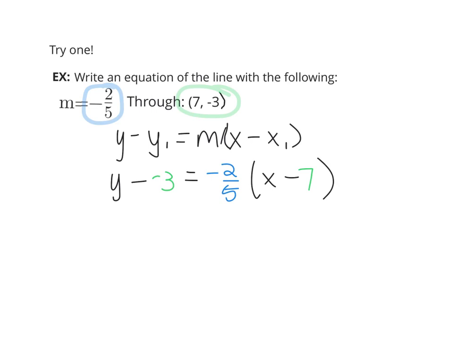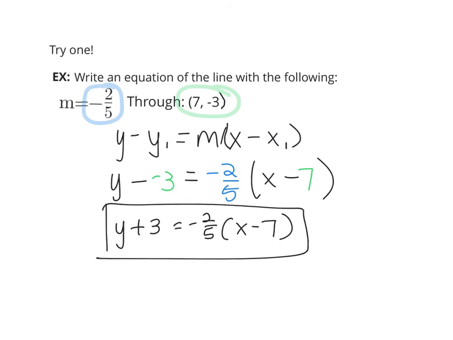So hopefully this is what yours looks like. A better answer might even be y plus 3 equals -2/5 x minus 7. And this is your answer. This is your equation of the line with a slope of -2/5 that goes through the point 7, -3. That's it. Isn't that nice?